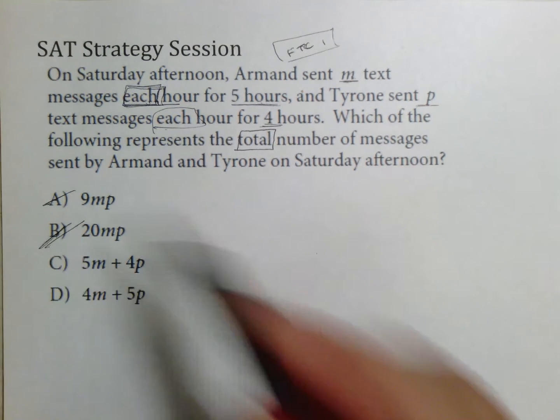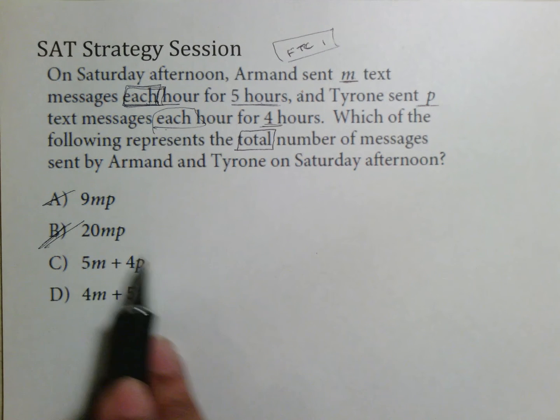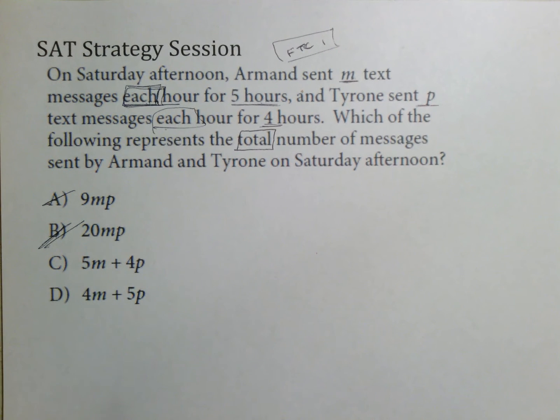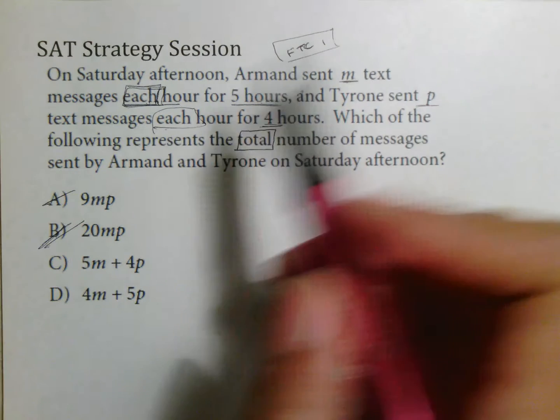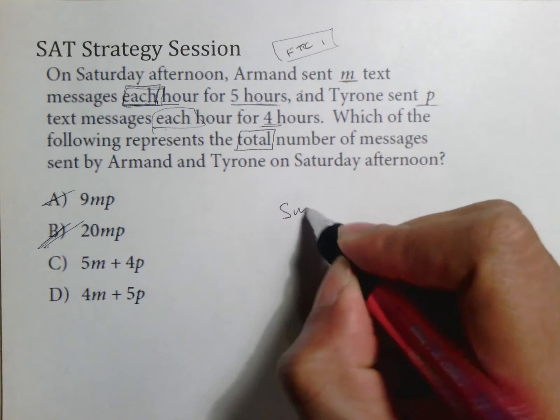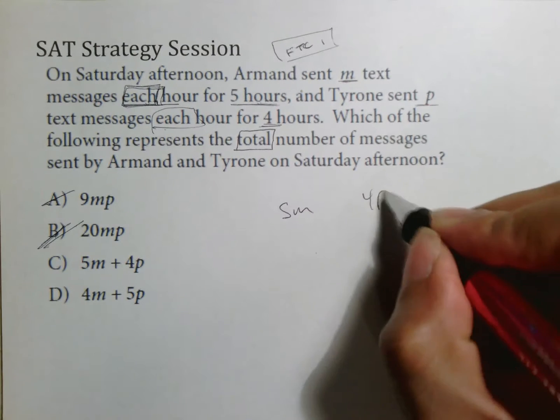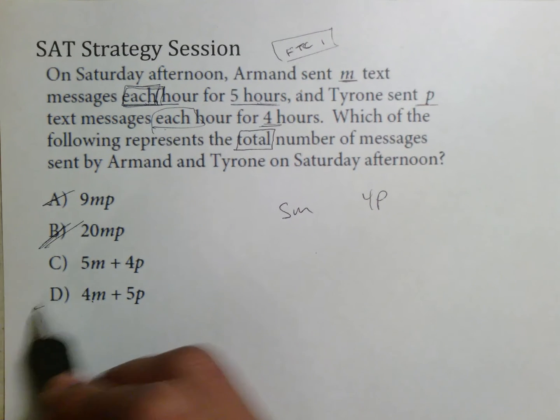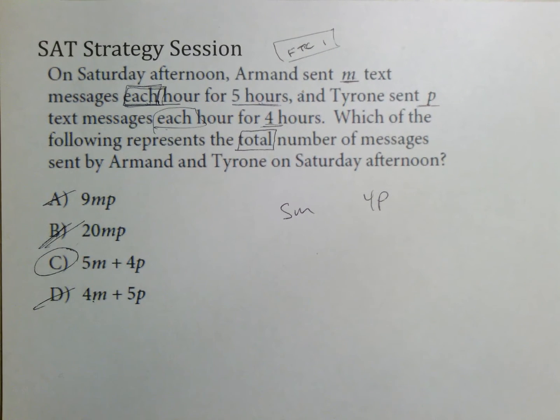And once you eliminate those two, now it comes down to two choices that give us a very good idea on what the answer should be. And again, if you go back to the fact that it was M text messages each hour for 5 hours, it means that we should see a 5M, also a 4P. Notice that this has 4M, which means it can't be that, and your answer will be C.